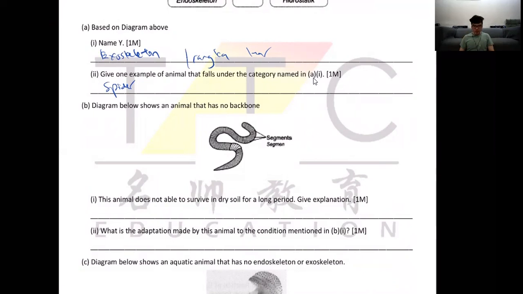Okay, so cannot survive in dry soil because water evaporates from them. Okay, so because they have no waxy layer, water evaporates from them. Okay, air menyejat. Or you can say water is lost by evaporation. So can, air dihilang melalui penyejatan. So when they evaporate their water, then they die.